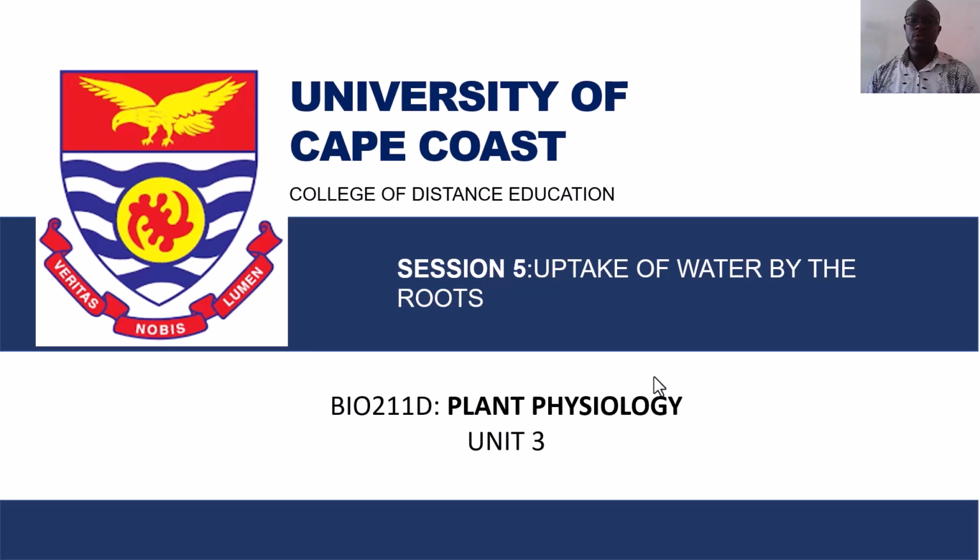You are once again welcome to Bio 211D Plant Physiology, Unit 3, Session 5, Uptake of Water by the Roots. By the end of this session, students should be able to draw and label the cross section of a typical dicot root, and give a schematic diagram to show the pathways of water through the roots. Explain the conditions that cause water uptake by the roots. Describe how water is absorbed and moved through the roots. State the importance of the endodermis in the movement of water and dissolved substances.